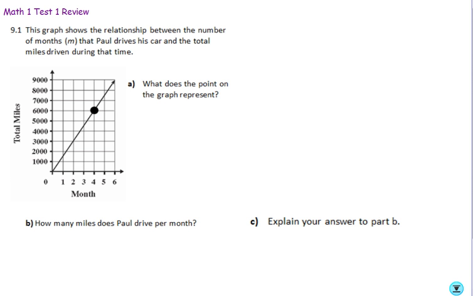So it shows the relationship between the number of months that Paul drives his car. So that's one idea. And then the total miles driven during that time. So over how many months, basically how many miles he's putting on his car. So the first question says, what does the point on the graph represent? So what does that point represent right there?